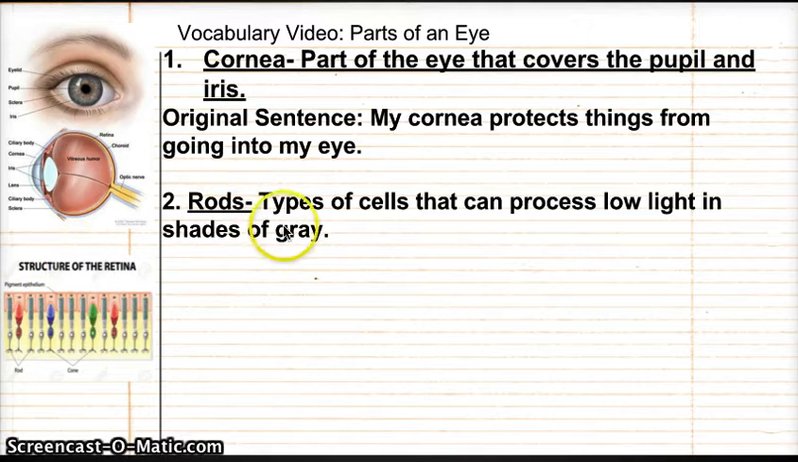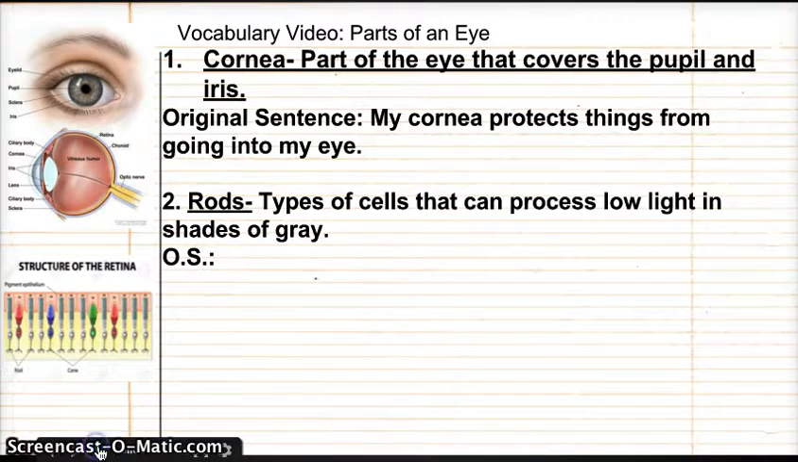There's the rods, which are cells that process low light in shades of gray. Different animals have different amounts of rods. Humans have rods and cones. Some animals just have rods, but they can see better at nighttime. But here would be a human eye. You would see rods right here, and then you see the cones that process individual photons or pieces of light. All right, go ahead and create an original sentence for this one.